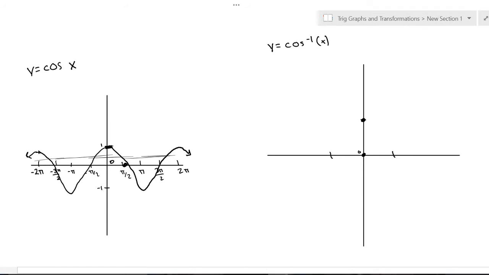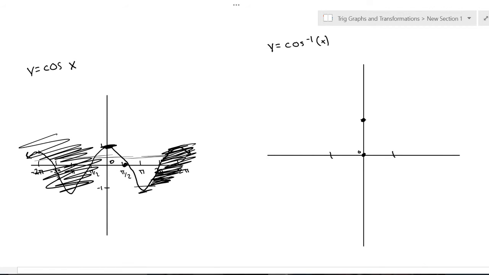And here we like to start at 0. Then think about it. It has to go all the way down, and it can't come back up, because as soon as it does, it wouldn't pass the horizontal line test. So we can go all the way from 0 all the way to pi. Then we're restricting our domain, so none of this stuff is part of our graph anymore, none of this stuff.